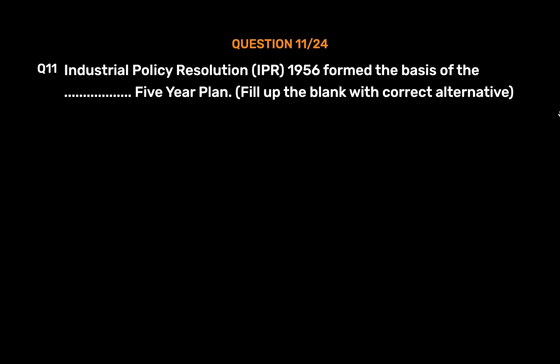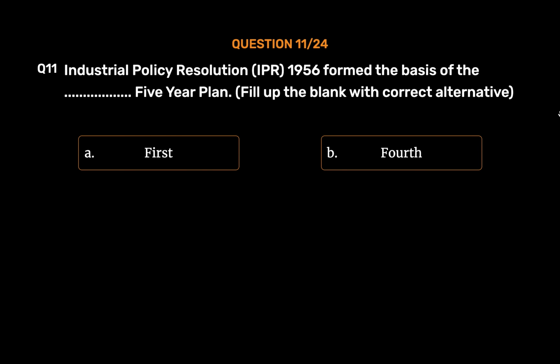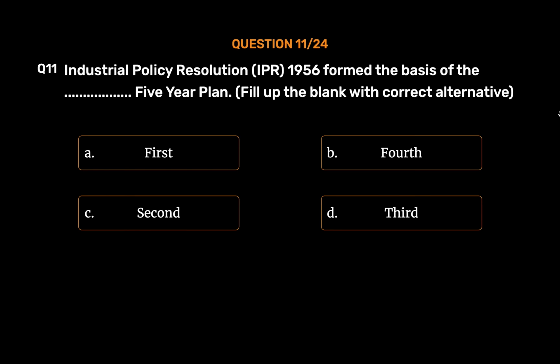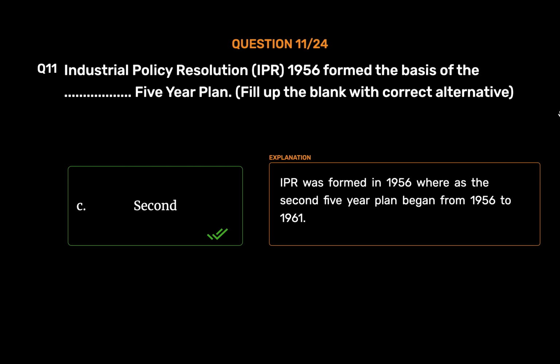Question number 11. Industrial Policy Resolution, IPR, 1956 formed the basis of the blank 5-year plan. Fill up the blank with correct alternative. Option A. First. Option B. Fourth. Option C. Second. Option D. Third. The correct answer is Option C. Second. IPR was formed in 1956, whereas the second 5-year plan began from 1956 to 1961.